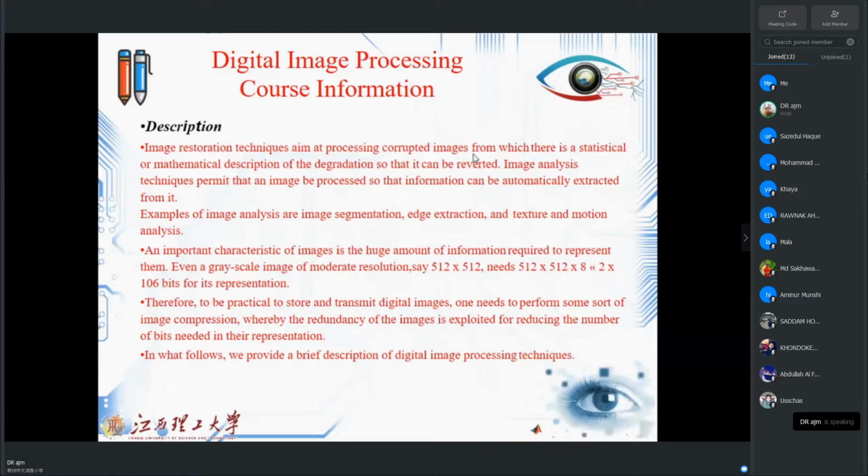Some important characteristics of images is the huge amount of information that we have to represent. Even if you imagine a gray image, they have a resolution up to 512 by 512, and then they need lots of bits to represent. Then, if we want to practically work on digital images, we need to perform some sort of image compression. And this work, maybe you will see.